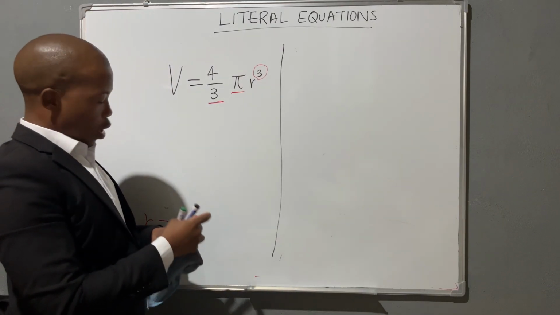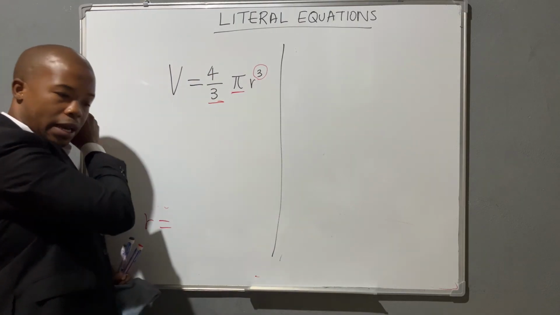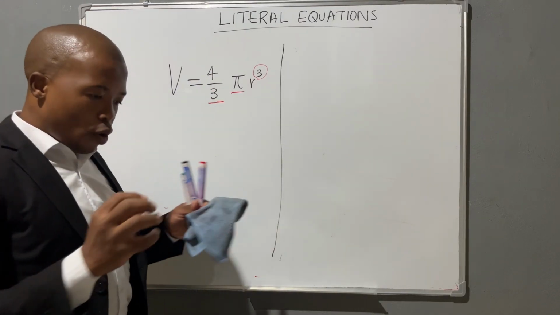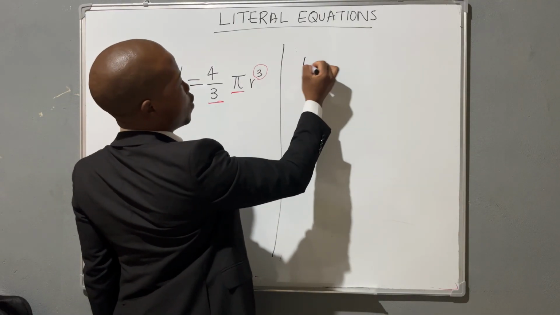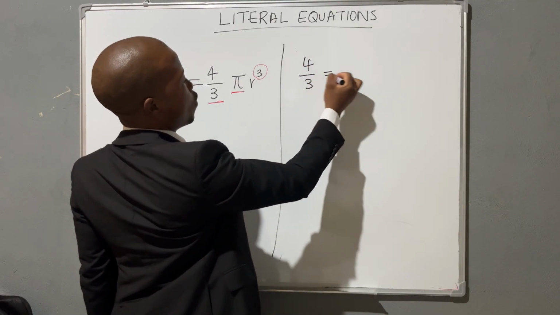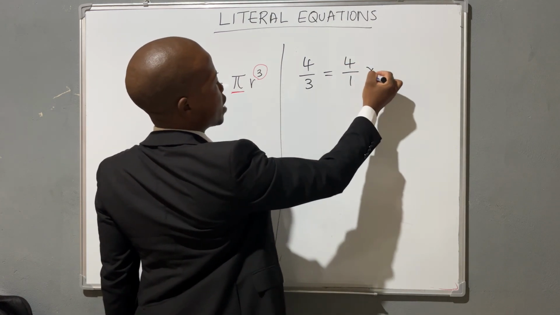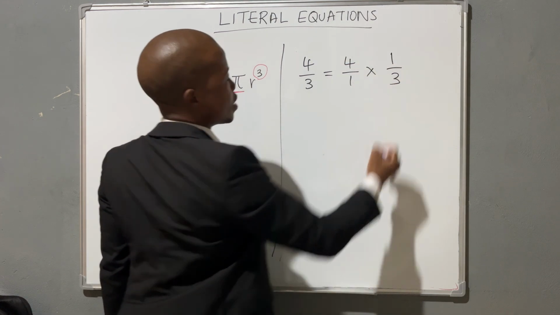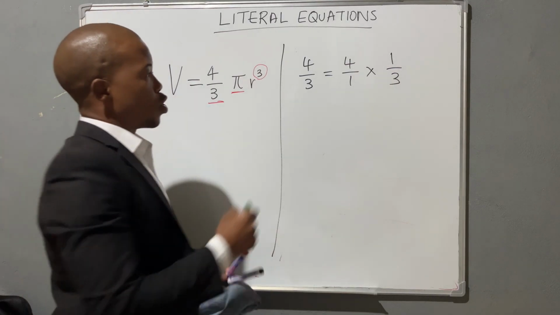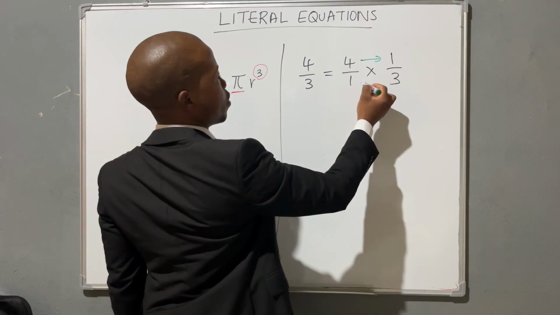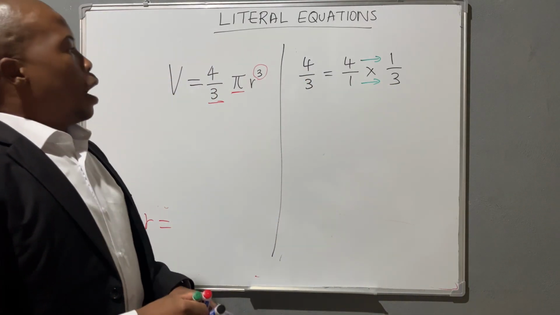Now, where can we start? For example, look at this 4 over 3, right? This 4 over 3, where does it come from? It's 4 over 3. 4 over 3 is the same as writing it as 4 over 1 multiplied by 1 over 3. Because when we multiply fractions, we simply take this one to multiply by that one, this multiply by that one. That's how we get the 4 over 3, right?